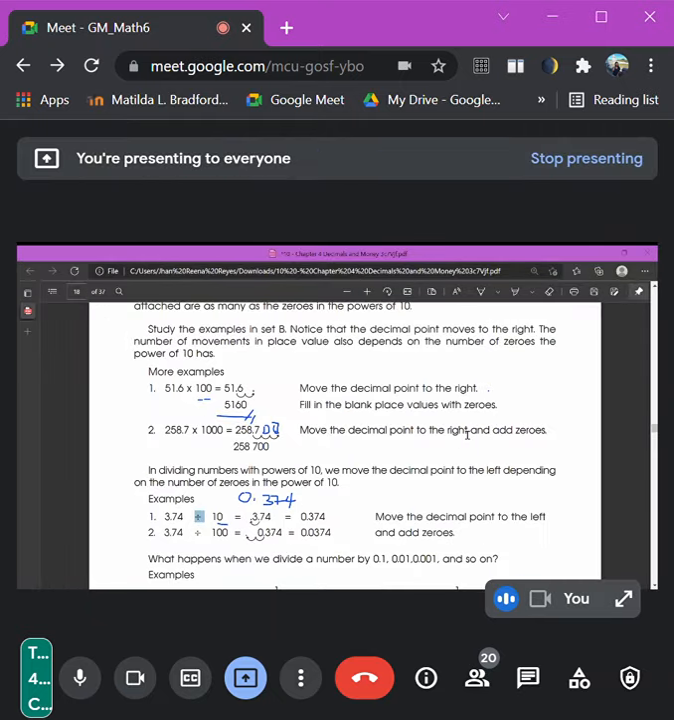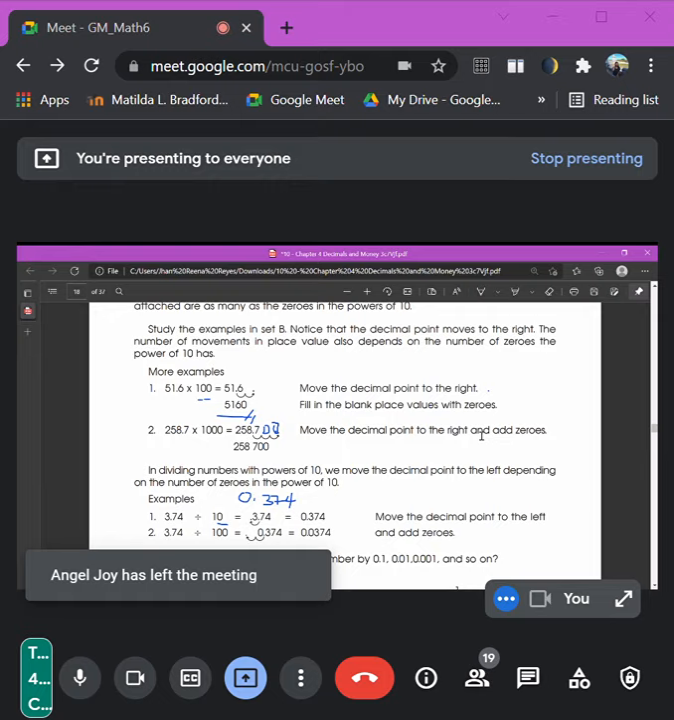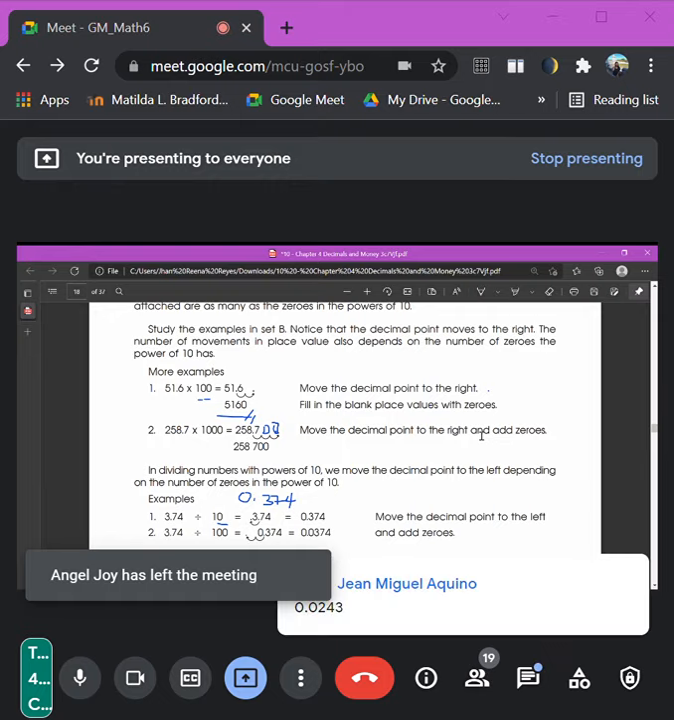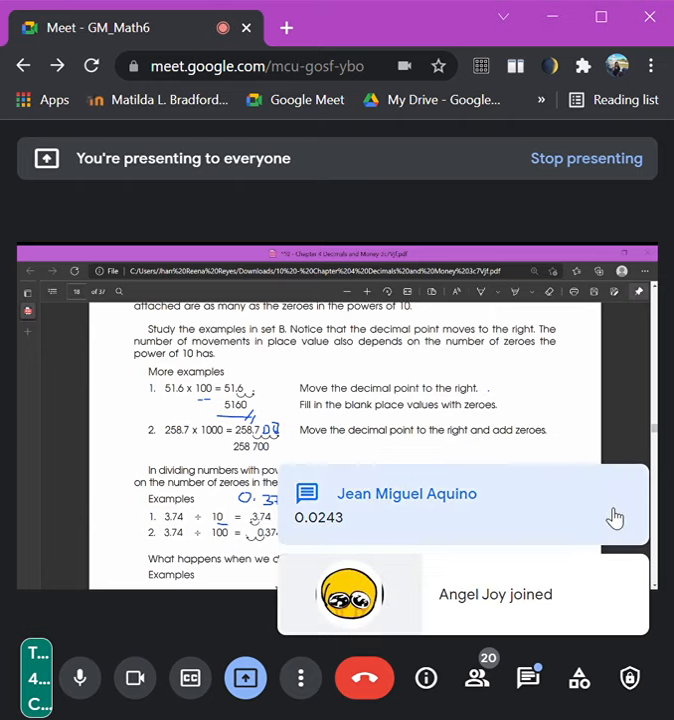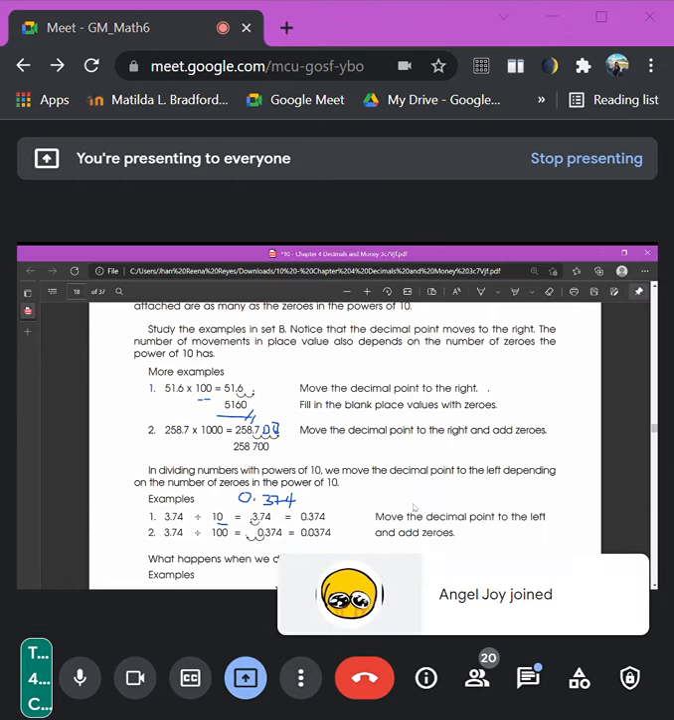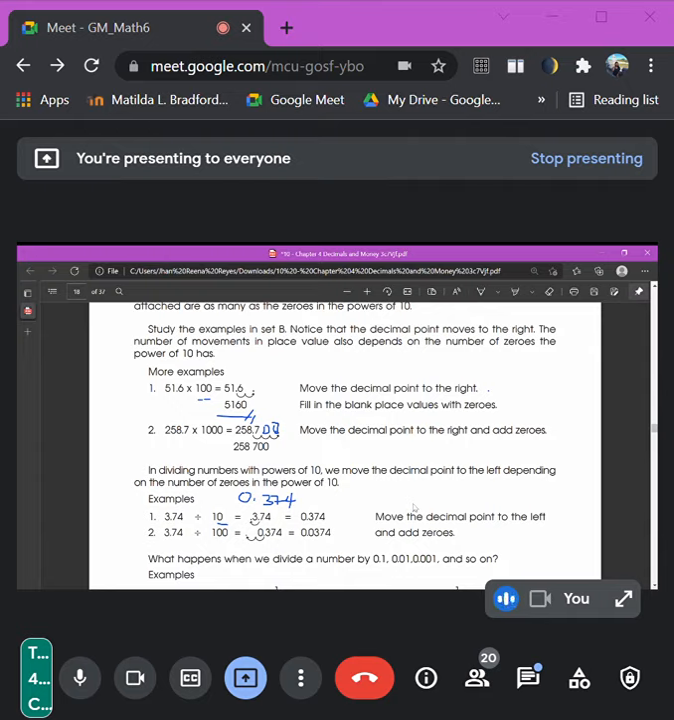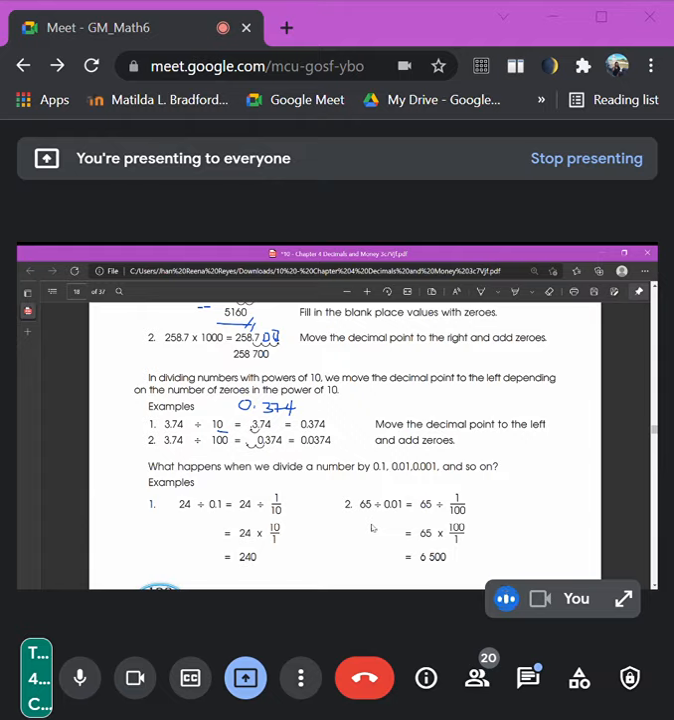So, be mindful about where we move our decimal places, to the right or to the left. So, what if, teacher, we divide by a decimal number? Any questions? None. Okay. So, what happens when we divide a number by 0.1, 0.01, 0.001, and so on? For this kind of example, we have as well a technique.